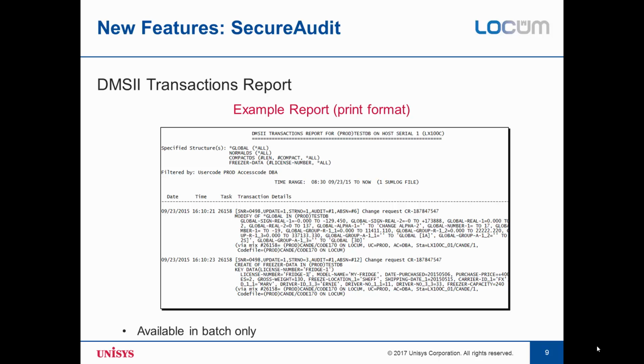Moving on to Secure Audit. The new DMS2 Transactions Host Report enables users to mine DMS2 audit trails in conjunction with the SUM logs to determine what changes a particular user or group of users has made to specified structures and data items within a DMS2 audited database. For example, database administrators are often required to repair data on an ad hoc basis, and this report allows the auditor to check that the DBA has not exceeded his or her authority. Note that this report is only available in batch mode.